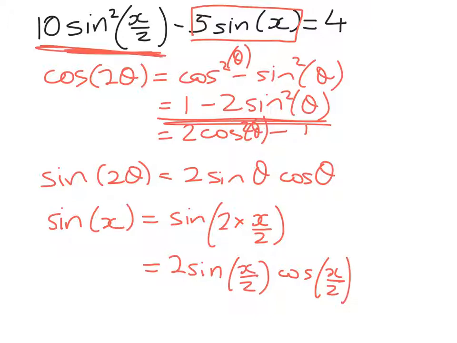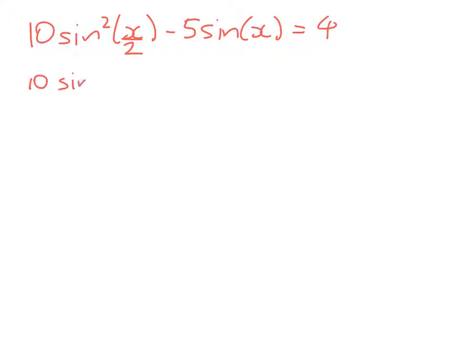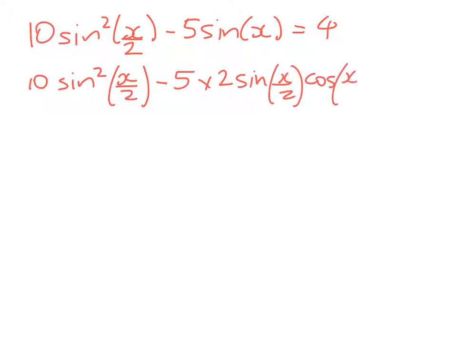Right, so the next step of this problem is to substitute this in here. I'm going to do that on a new slide. Alright, so 10 sine squared of x minus 5, sine squared of x on 2 minus 5 sine x equals 4. 10 sine squared of x on 2 minus 5 times 2 sine x on 2 cos x on 2 equals 4.